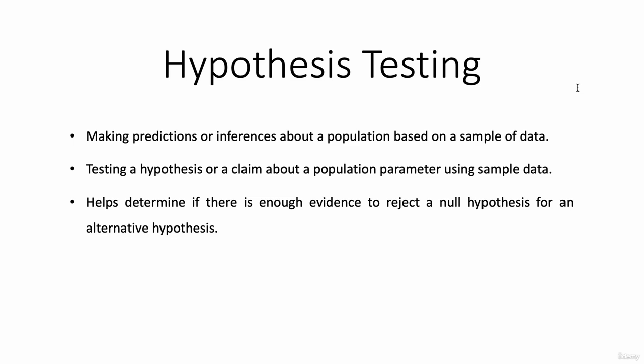Suppose the scenario: a school wants to implement a new teaching method to improve its students' performance. In this scenario, you can generate some claims or hypotheses: either the new teaching method has the capability to improve the students' performance, or the new teaching method has no capability to improve the students' performance. So here you can make two kinds of hypotheses, two kinds of inferences, or two kinds of claims as per your scenario, right?